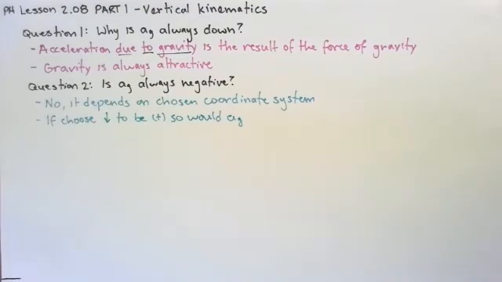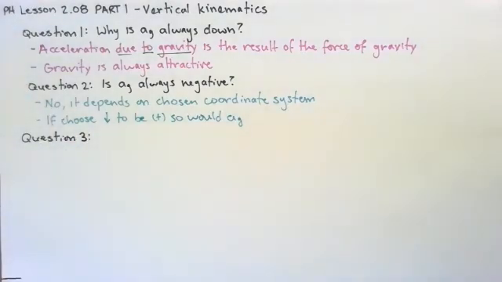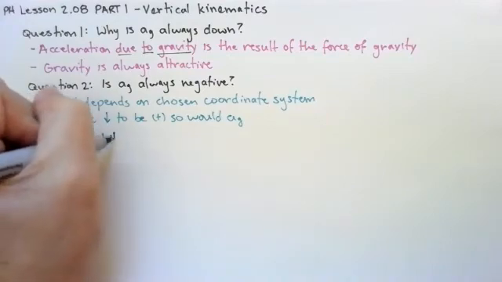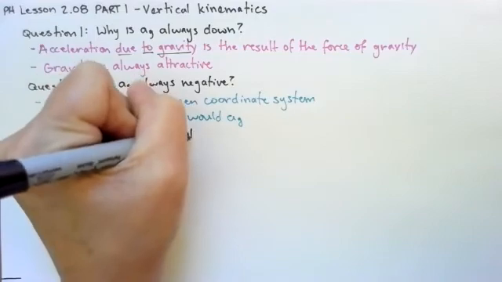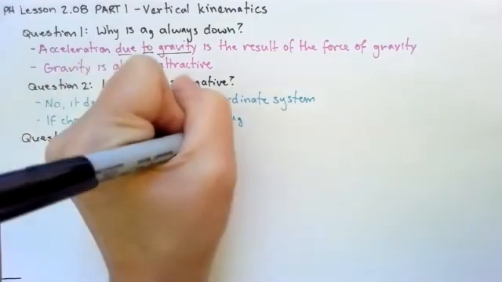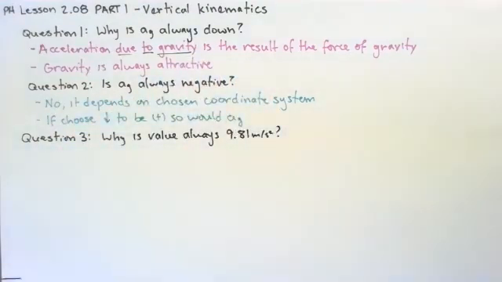All right, question number 3, the third most common question is, why is the value always 9.81 meters per second squared? Well, the answer is it's not.